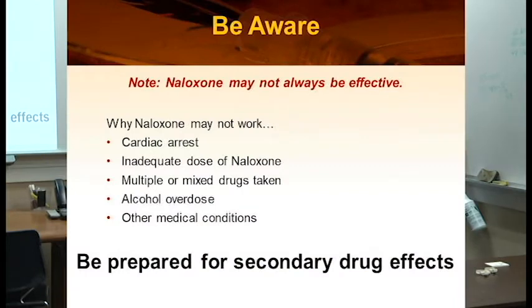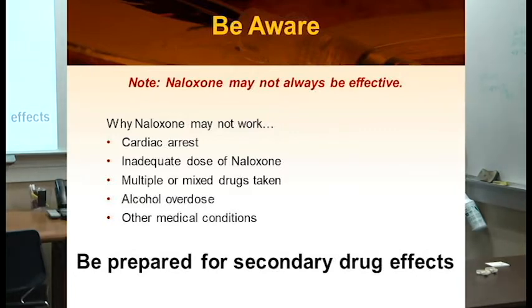Why it might not work. So it's not always effective. And again, going back to the way NarCan attacks the opioid, it might not be an opioid drug that they're on that put them unresponsive. They could have just been eating a sandwich, choked on a burger, and dropped right next to a syringe. That wasn't even theirs. Or maybe it was. Who knows? So there could be other reasons why they went into cardiac arrest.